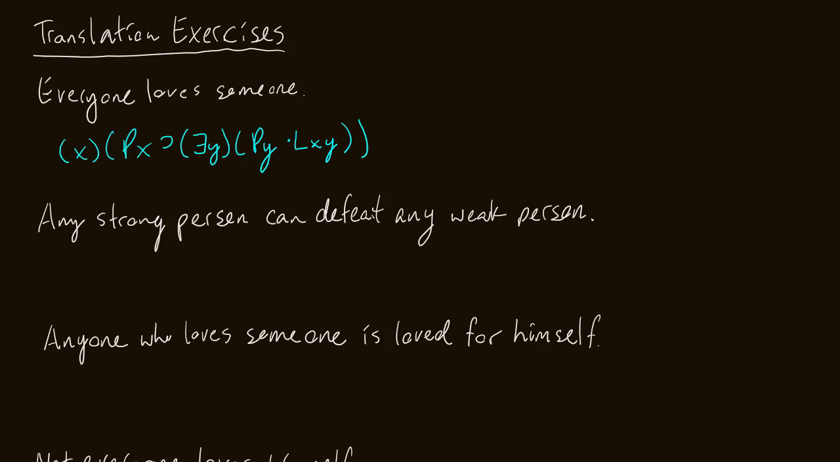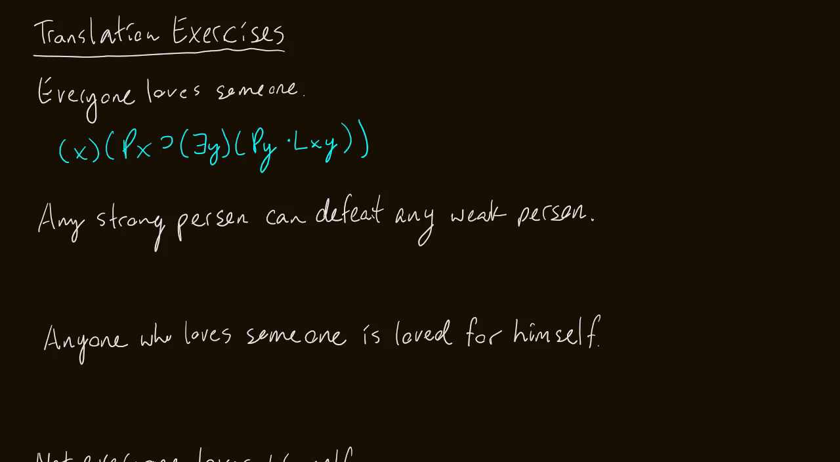And that's our translation. So notice how I went from the English, just everyone loves somebody, to thinking about it like, okay, for all x, they must be a person, then there exists another person that they love. I started speaking like that, and then I figured out how to write that symbolically. That's kind of the mental process I go through, and I would recommend going through when you're doing these translations. So let's look at our next example.